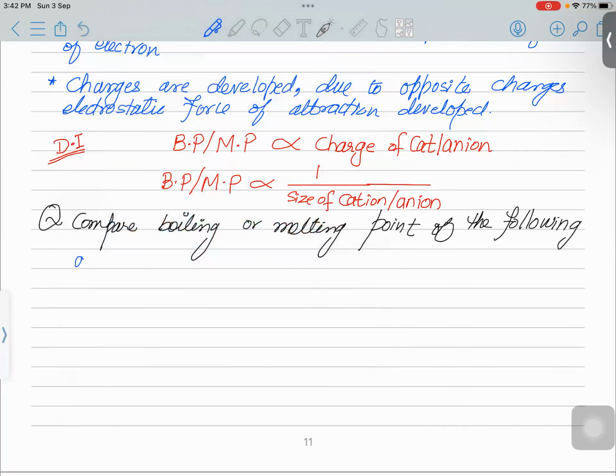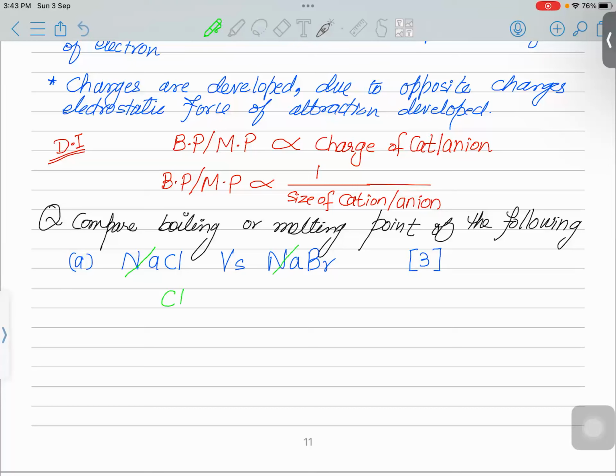Question number 1, NaCl versus NaBr for 3 marks. Now my question is, which element is cancelled out in these two? Which element is common? Sodium. So cancel sodium.